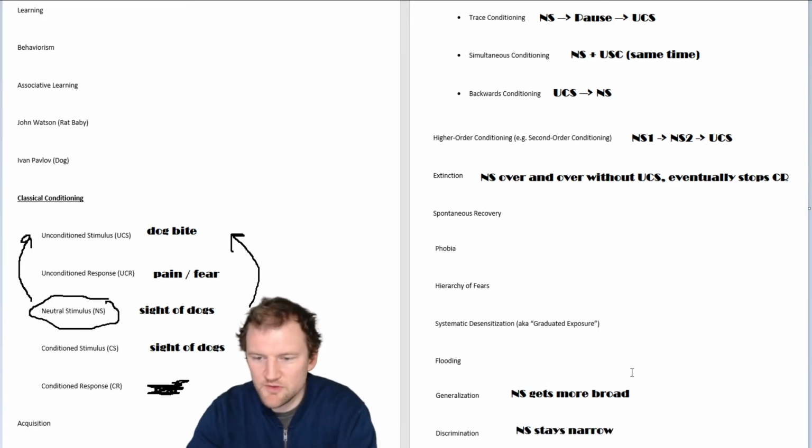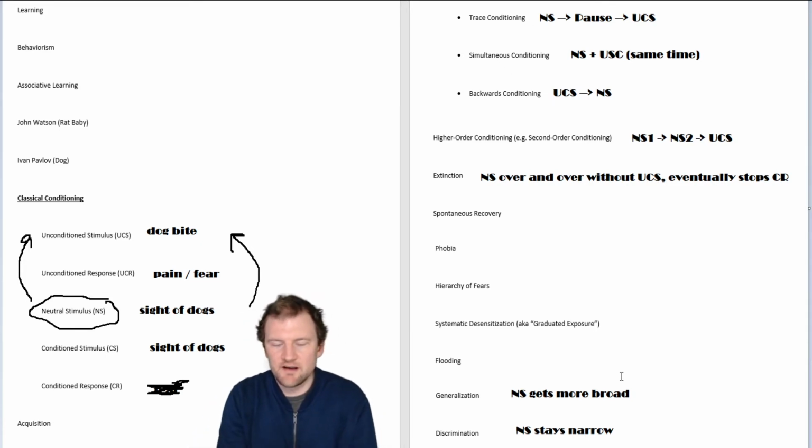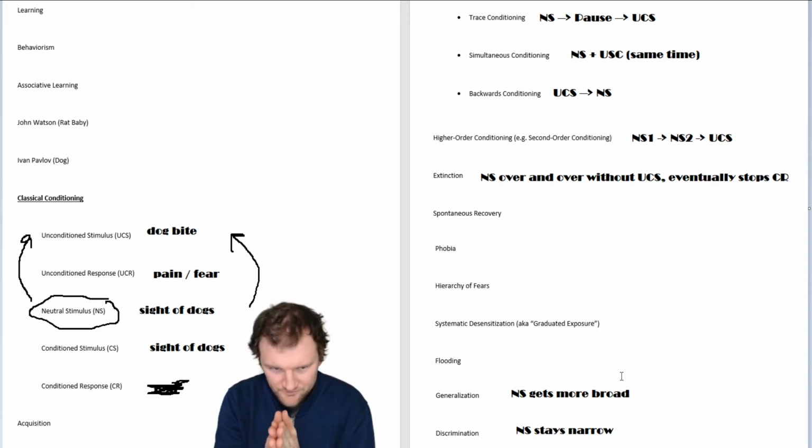And discrimination is when the neutral stimulus stays narrow, and I'll explain that. Generalization would be like if Pavlov's dog salivated to the sound of that bell, but he also salivated to the sound of a doorbell, and any kind of beeping sound, like a backing up truck. If he salivated to all those things, that would be generalization of the neutral stimulus. If the dog only salivated to that specific bell sound and not other bell sounds, that would be discrimination.